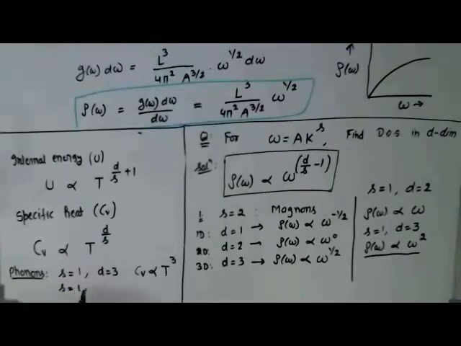If you solve the same in 2D, then CV becomes T square. So these things are actually going to help you a lot in the exam hall, because you cannot afford to solve all these mathematical equations to find the density of states, or to find the internal energy, or find the specific heat.